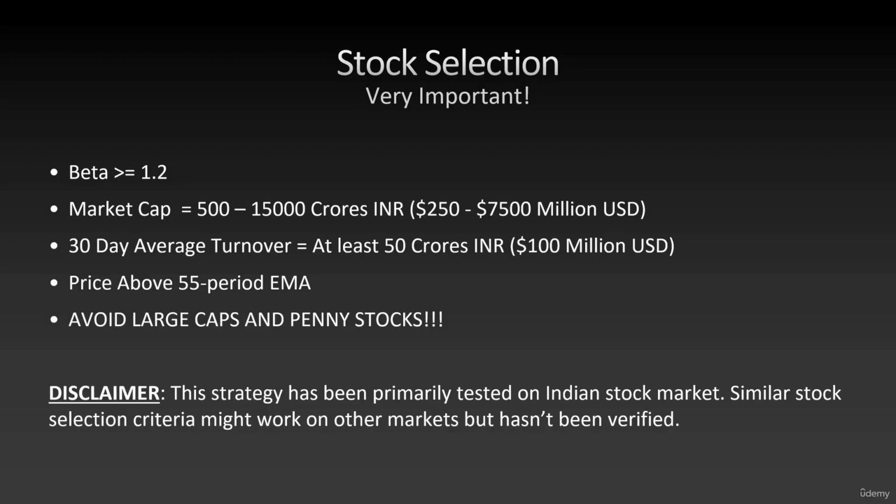I have obviously tested this strategy in the Indian market, and the criteria of these figures like beta, market cap, 30-day average turnover, that is based on my experience in the Indian market. I haven't really tested it in the US market, but I believe a similar kind of setup, similar kind of figures, as I have also put in the slides in USD, should work well, maybe with a little bit of tweaking, and the strategy should work with this kind of stock selection in other markets as well.